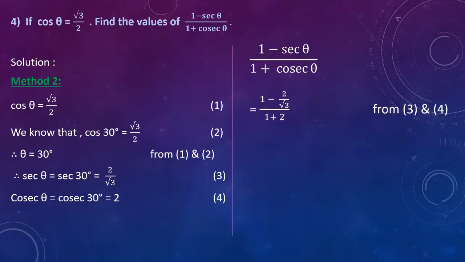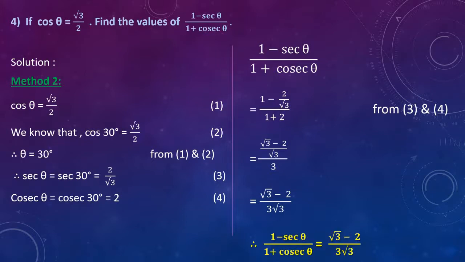So by substituting those values from equations 3 and 4 here, we get (1 minus 2 upon root 3) upon (1 plus 2), which is equal to, by taking LCM in the numerator part, (root 3 minus 2) upon root 3, and the denominator part will be 1 plus 2, which is equal to 3. So we get (root 3 minus 2) upon 3 root 3. So the value of (1 minus sec theta) upon (1 plus cosec theta) is equal to (root 3 minus 2) upon 3 root 3.